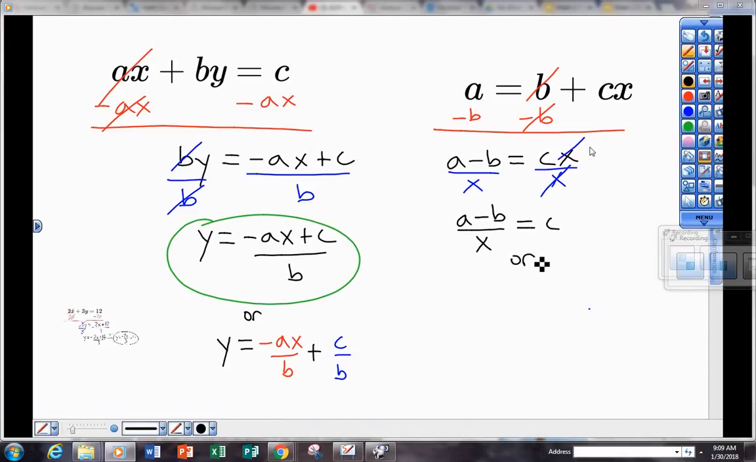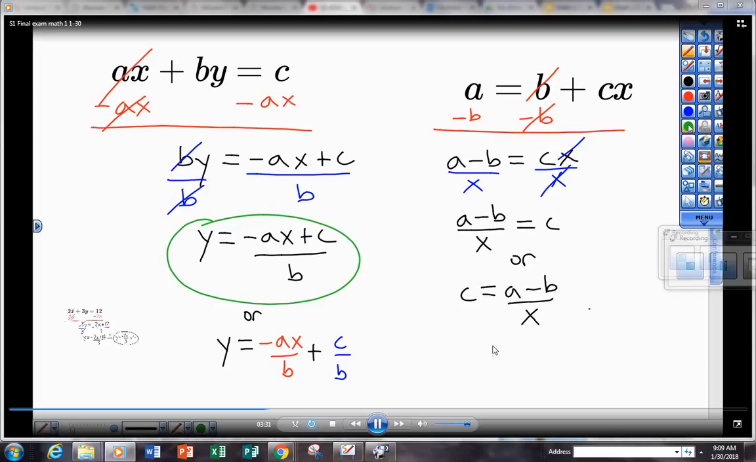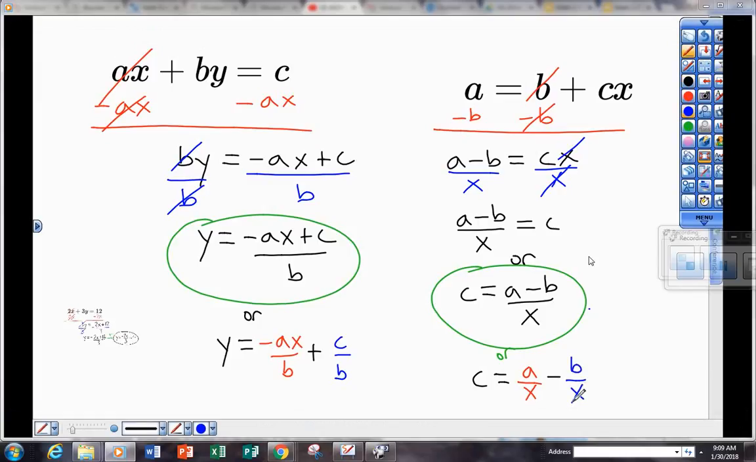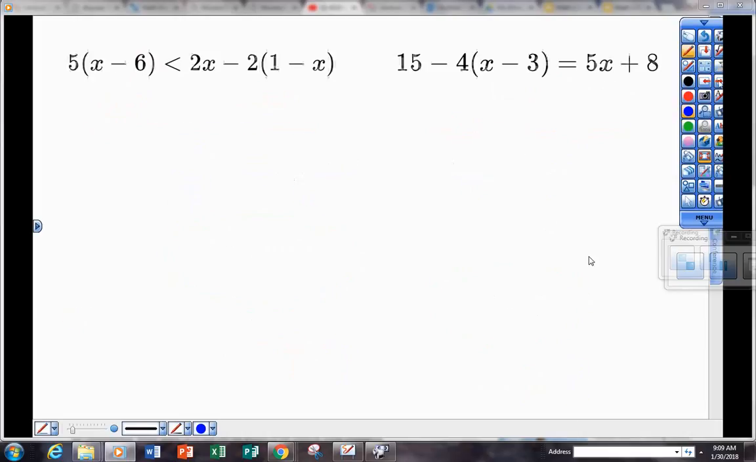And of course, they're going to flip that around, so C is on the left side, and you get A minus B over X. That's how it's going to be written on the final. But of course, since you guys are smart, I want you to be able to split that up. So you have A divided by its own little x minus B divided by its own little x. I want you guys to be able to go above and beyond because you're so smart. Second word is cow.